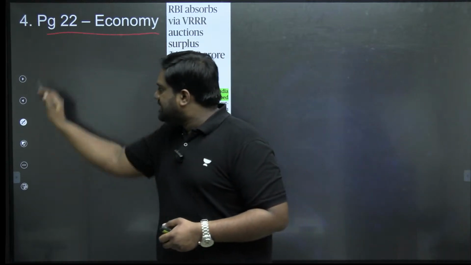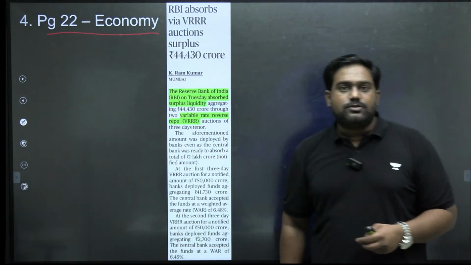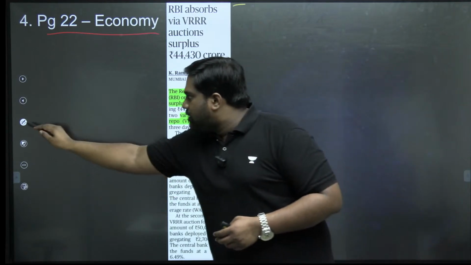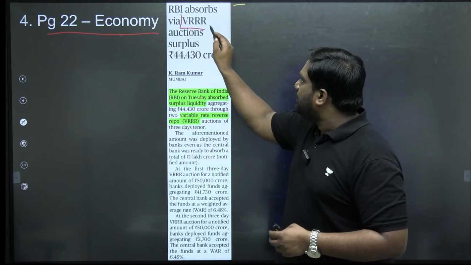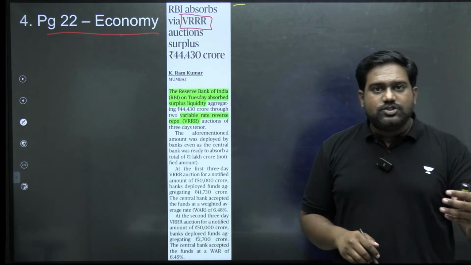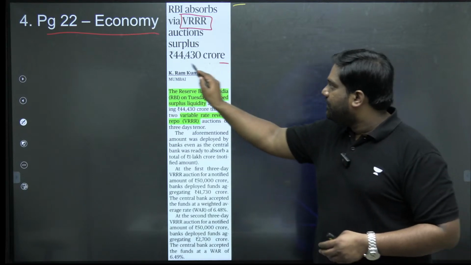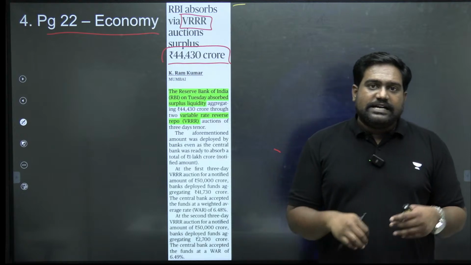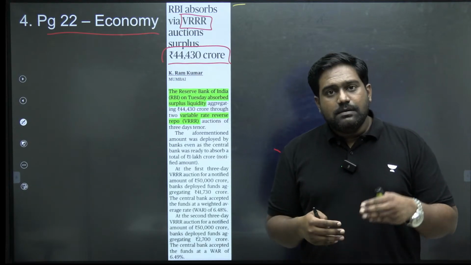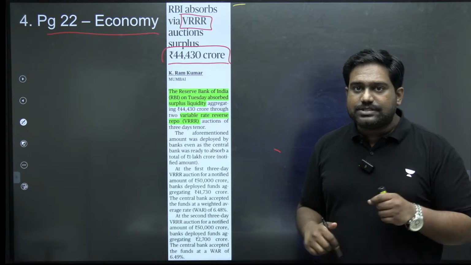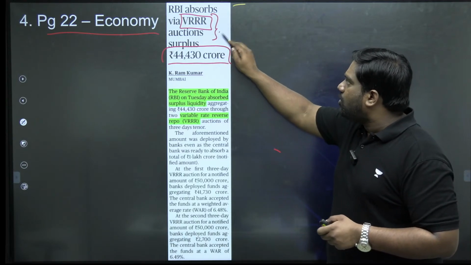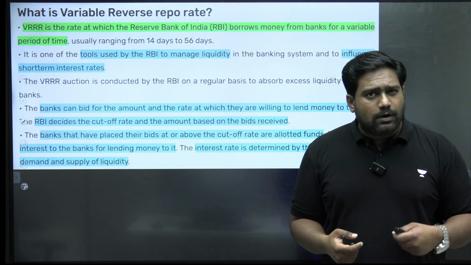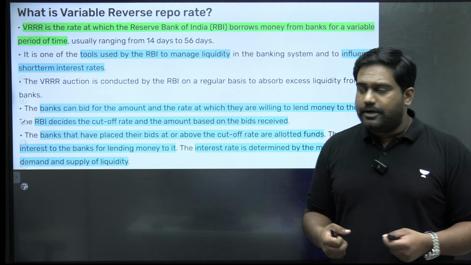Next, on the same page, there is another article related to the Indian economy. The RBI has performed something called VRRR auctions to absorb excess liquidity from the market. Surplus liquidity of around 44,000 crores has been sucked out from the banking system by the RBI through a set of operations called the VRRR auctions. Now, what do you mean by VRRR? What does it stand for, and what is the concept behind it?